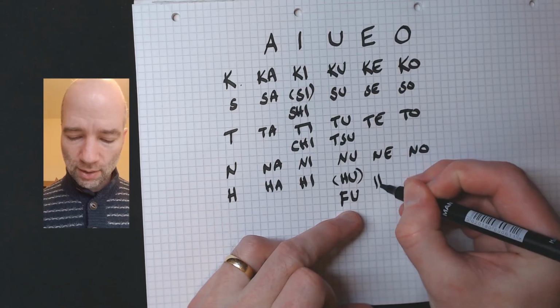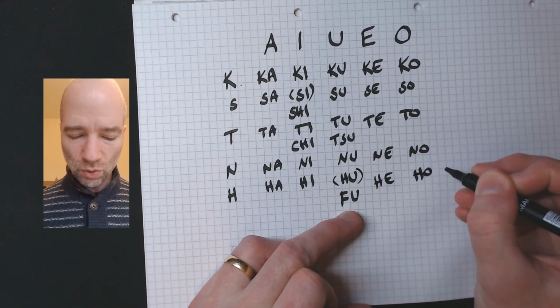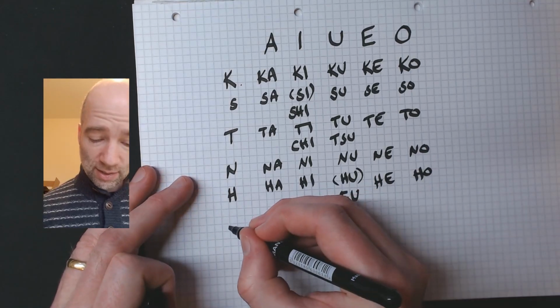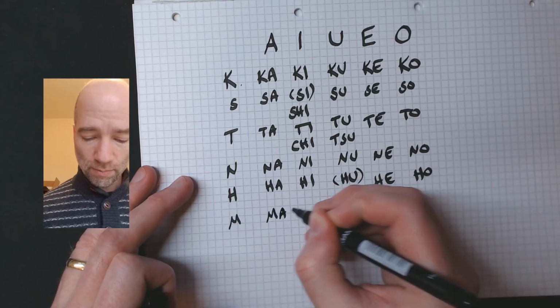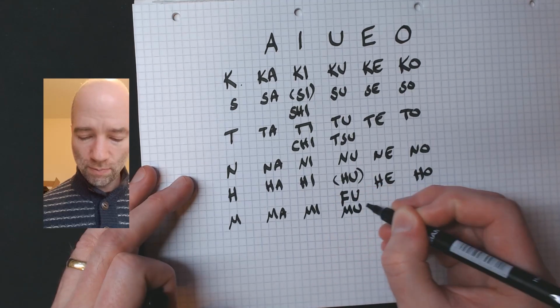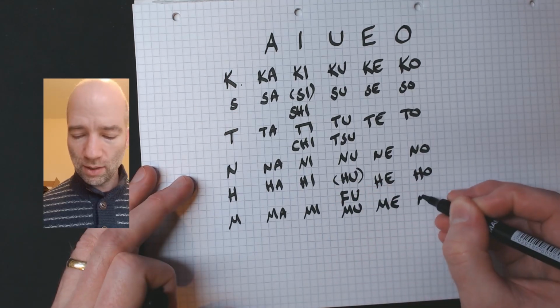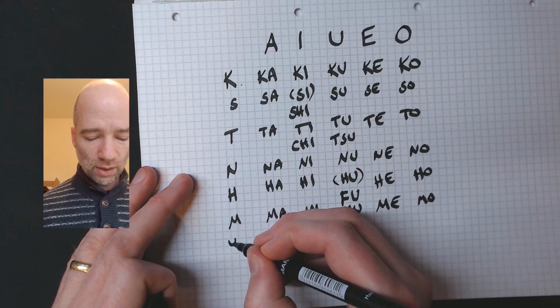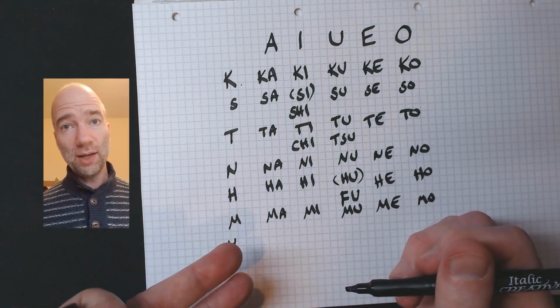And then it's he, ho. And it's the M line: ma, mi, mu, me, mo. The Y line, of course the Y is a consonant.